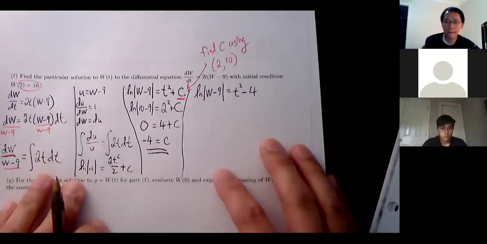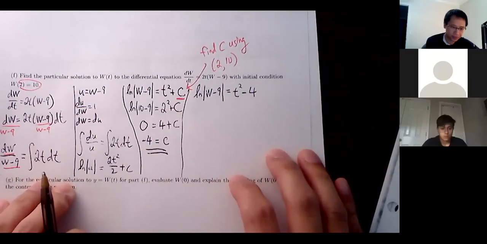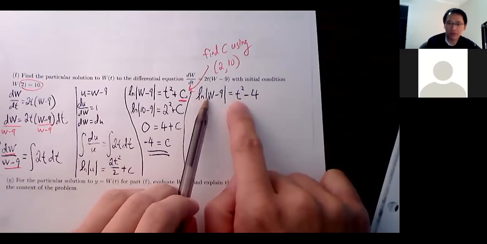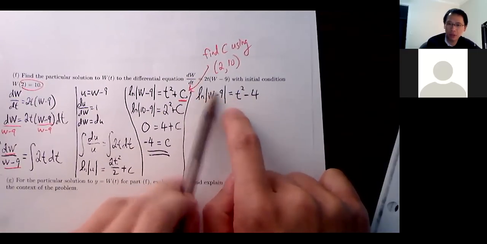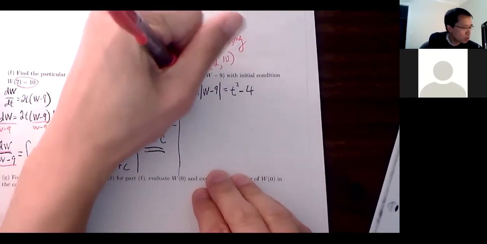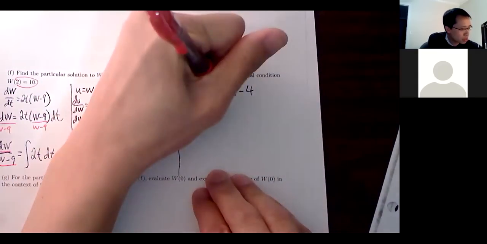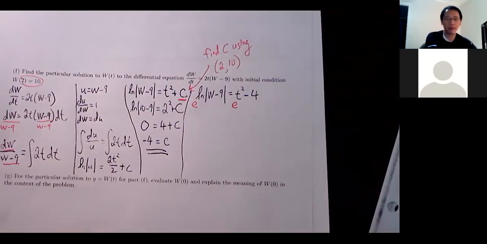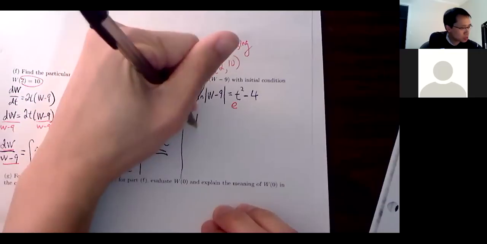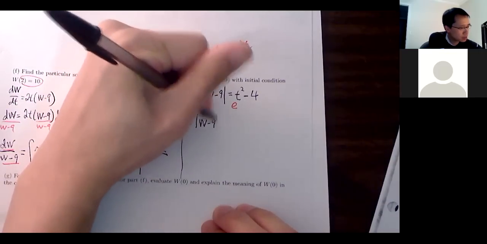All right, good so far. All right, so now we have our C resolved. We just have to find a way to get that W by itself. W is stuck inside the natural log. So the way we can release that W away from natural log is, let's just exponentiate both sides with base E. This cleans up nicely to be just absolute value of W minus 9.